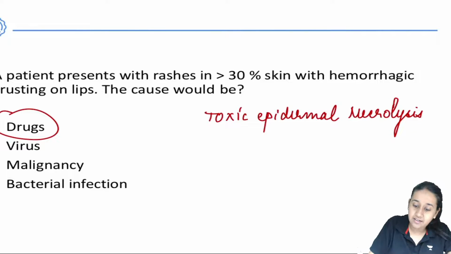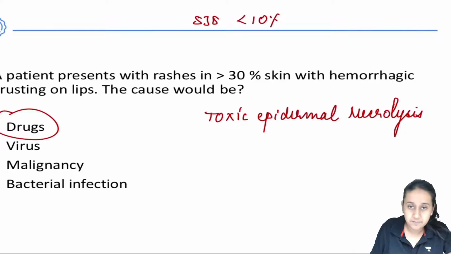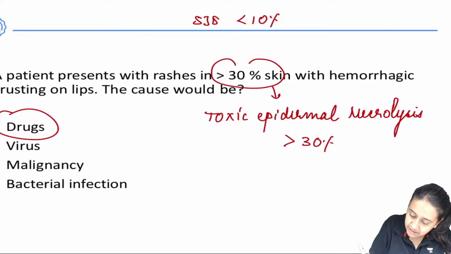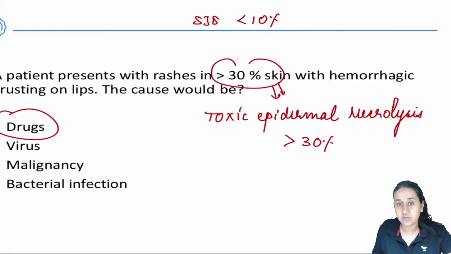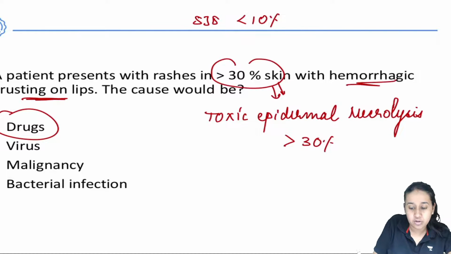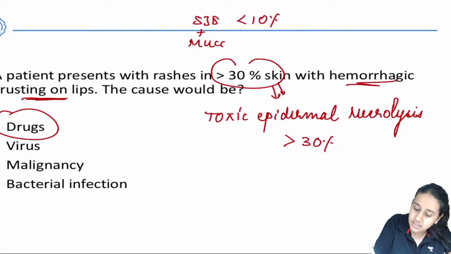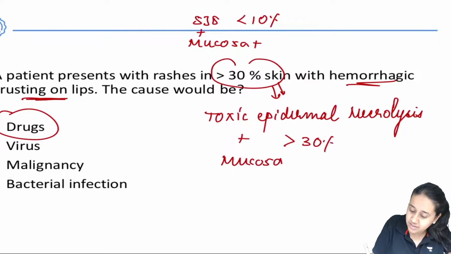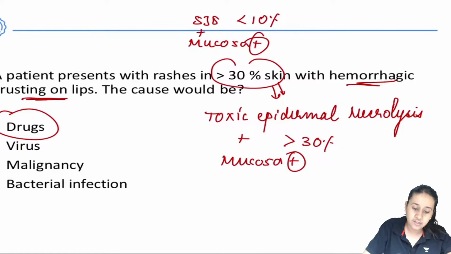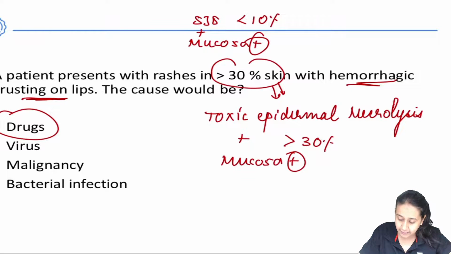Prince, why is this not SJS? Because in SJS, the body surface area is less than 10%, and in TEN it is more than 30%. So the question clearly mentioned that it is 10% and beyond, so it should be toxic epidermal necrolysis. Mucosal involvement is seen in both. In SJS also the mucosa is involved. In TEN also the mucosa is involved. So it is not the mucosa which decides whether it is TEN or SJS. It is the body surface area involved which decides whether it is SJS or TEN. Clear, everyone?